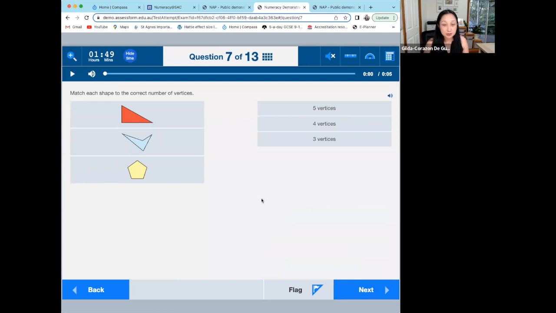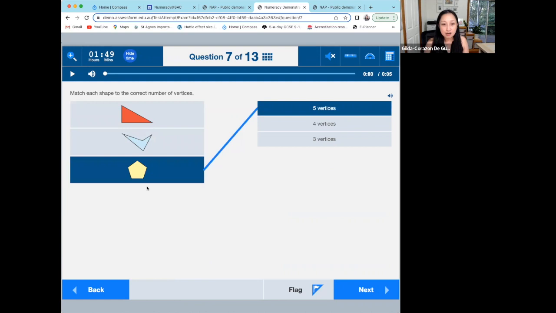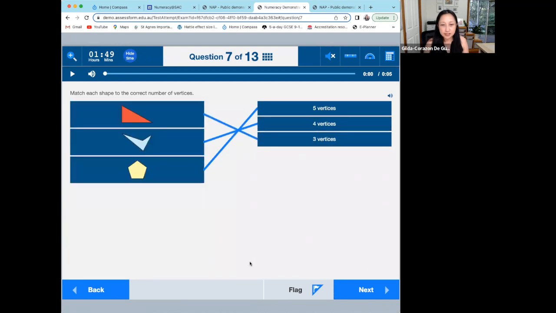So other questions would look like this. It's a matching type activity. So there are 5 vertices. Vertices would be the plural form for vertex. So this has 5 vertices, and therefore you have that there. Or when you say vertex, that's a point or an angle. And this one would have what? 4 vertices, and then 3 vertices. Okay, easy peasy.